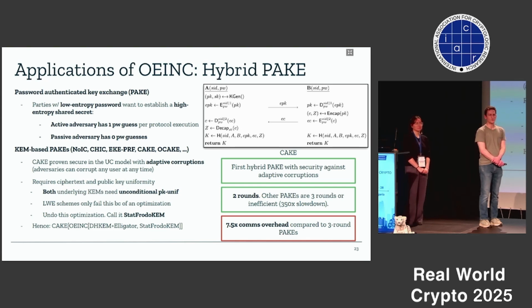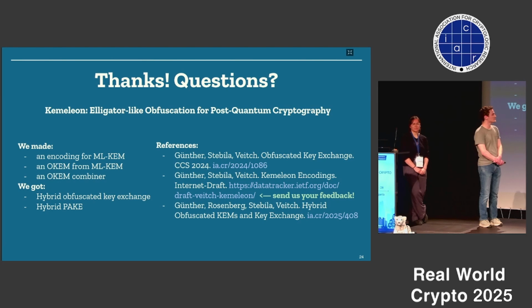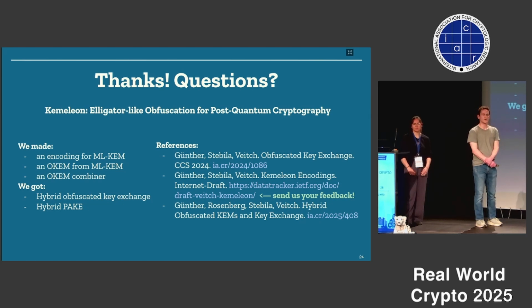It would be interesting to see if we could get something like this working with module-based, with ideal lattice-based schemes, but the leftover hash lemma doesn't quite apply in the same way there, so we leave this to future work. In conclusion, we defined a uniform encoding for MLKEM. We used it to construct an obfuscated key encapsulation mechanism based on MLKEM, and we designed a combiner that can take 2 OKEMs and produce a hybrid OKEM. We used it to construct a hybrid obfuscated key exchange mechanism and the first hybrid PAKE that is secure with adaptive corruptions. And with that, we'll take questions.